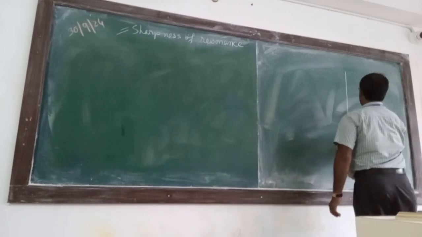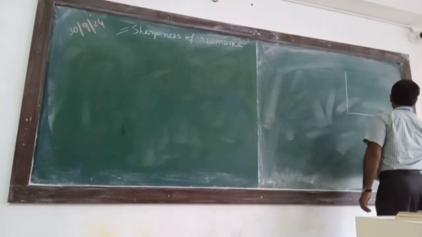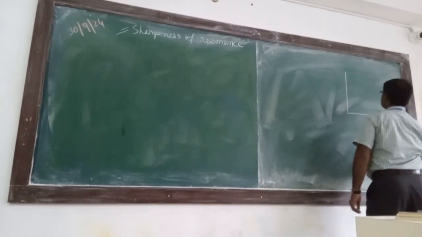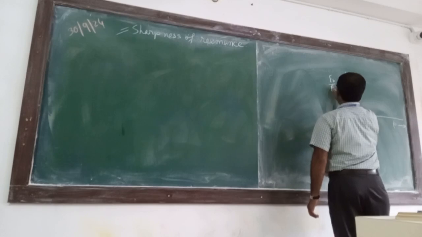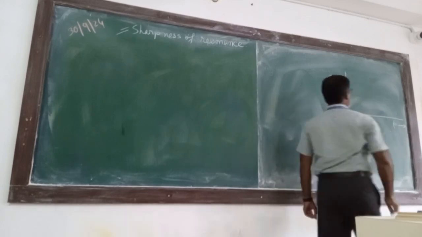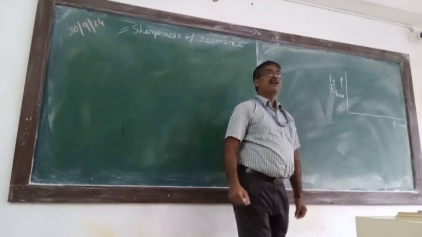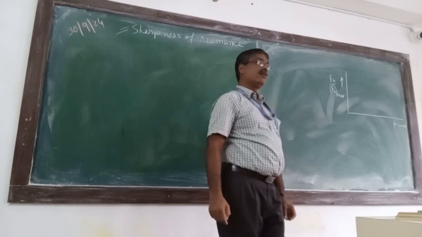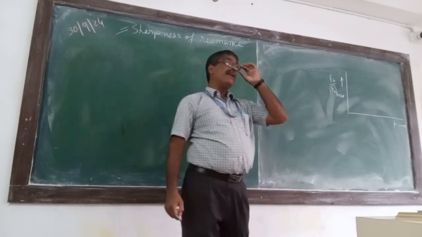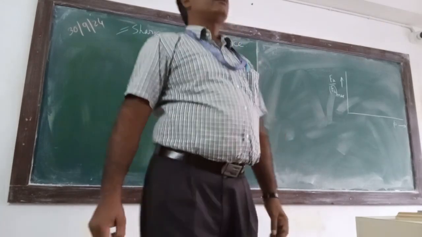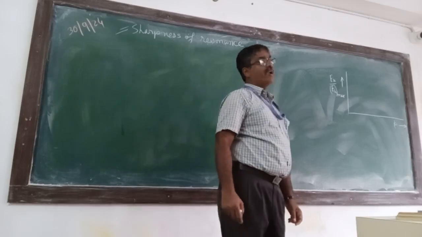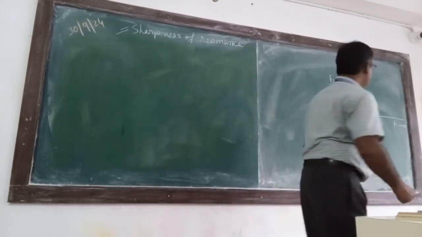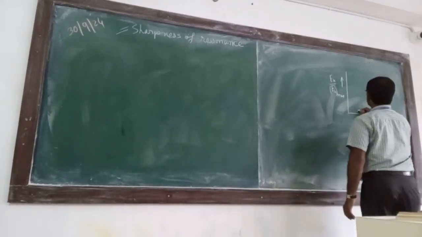So, if we draw a curve taking P along the x-axis and Ek by Ek max, where Ek is the kinetic energy of the particle under forced vibration, and Ek max is the maximum kinetic energy, then we get a curve like this.